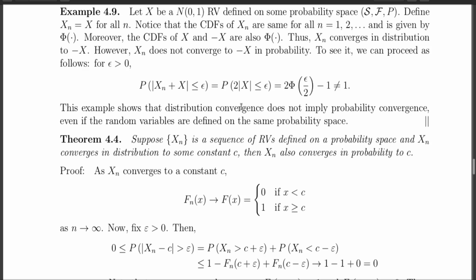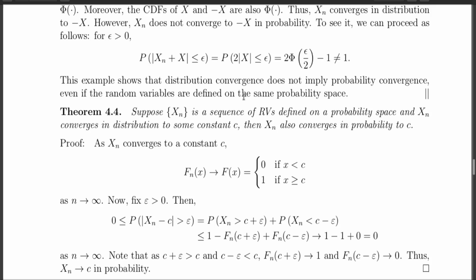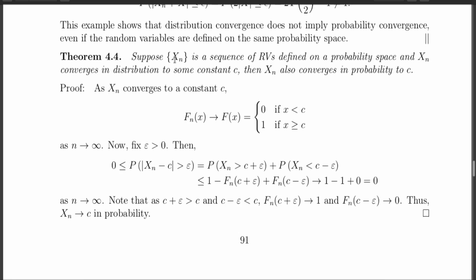The proof basically, using the definition, we are able to show that. First, notice that because Xn converges to c in distribution, the distribution function of Xn converges to the distribution function of the constant random variable X equals c, which is nothing but 0 if x is less than c and 1 if x is greater than or equal to c. So F_n converges to this function that we know. Now we want to show that the probability that |Xn minus c| is greater than epsilon converges to 0 as n goes to infinity.